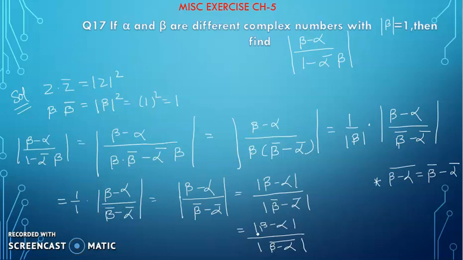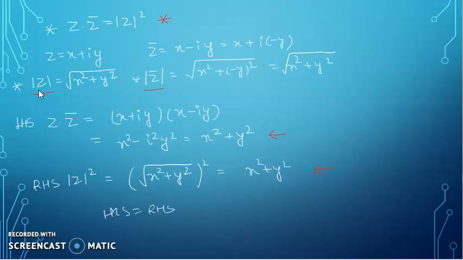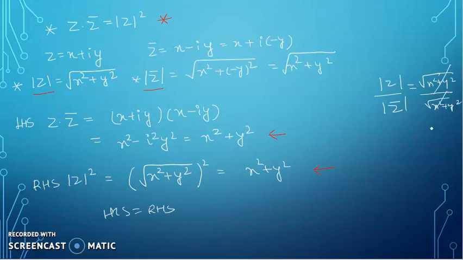Now, what did I explain? That modulus z and modulus of conjugate z are the same. Understand this. I had explained that modulus z is equal to square root of x square plus y square. What is the modulus of conjugate of z? Square root of x square plus y square, same. This means mod z upon mod z is equal to what? Square root of x square plus y square divided by square root of x square plus y square. So this and this cancel, and it is equal to 1.